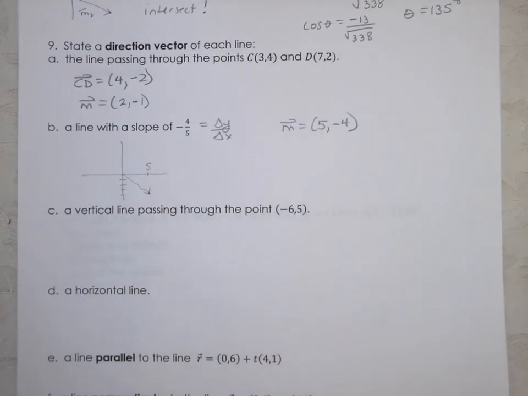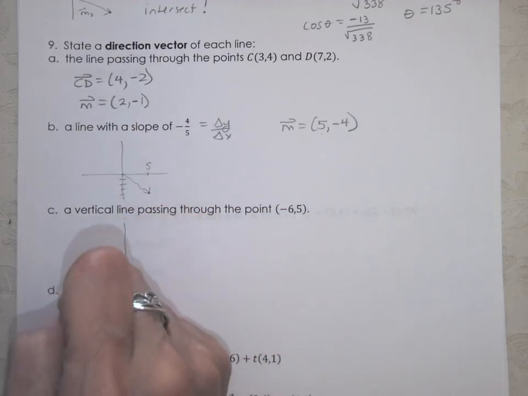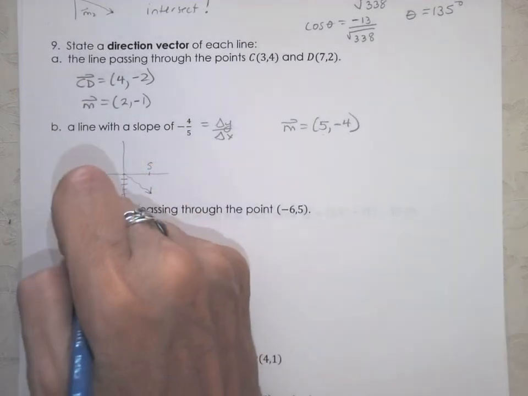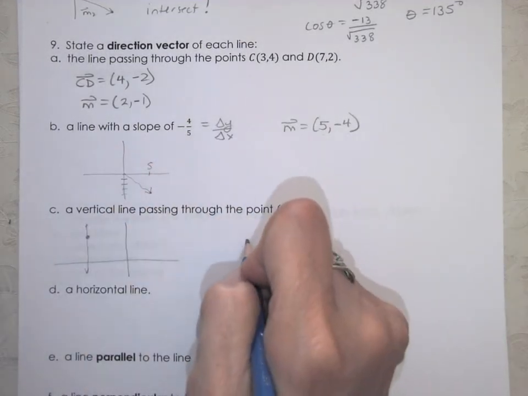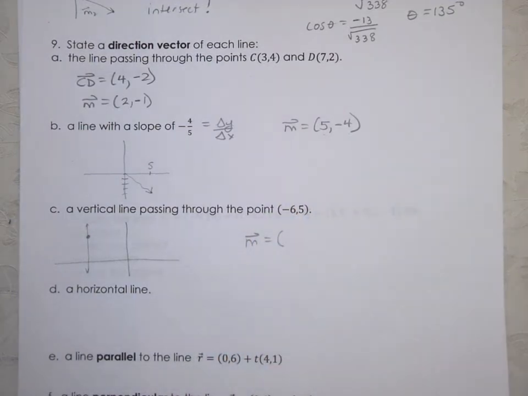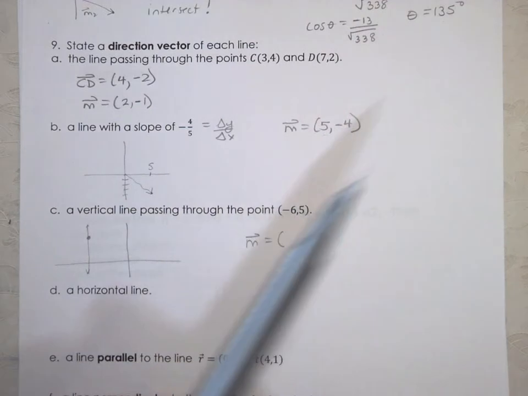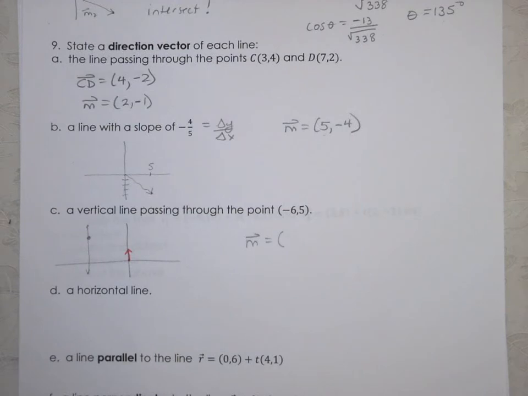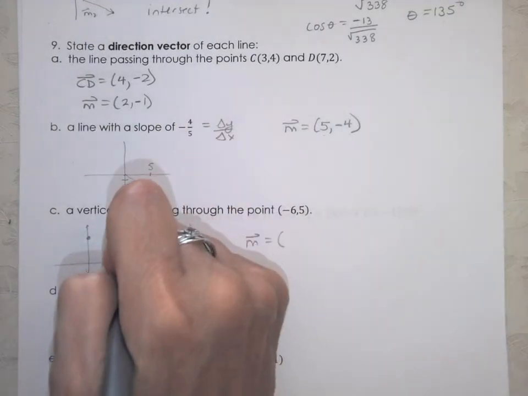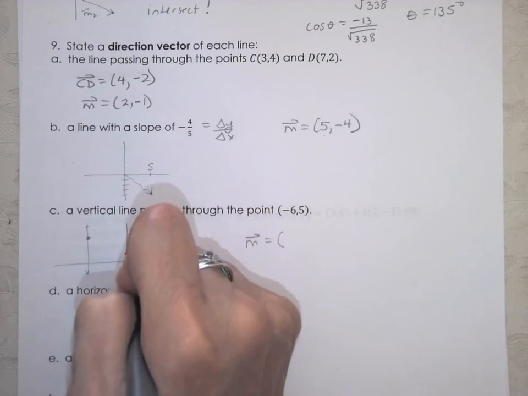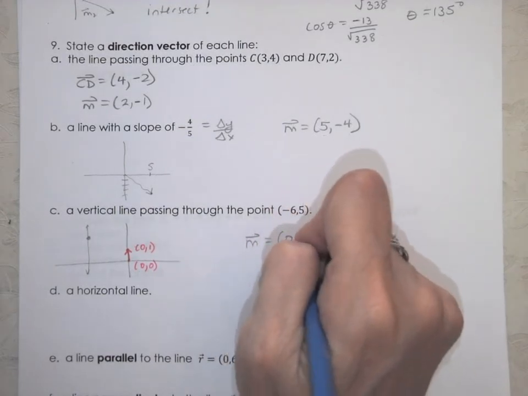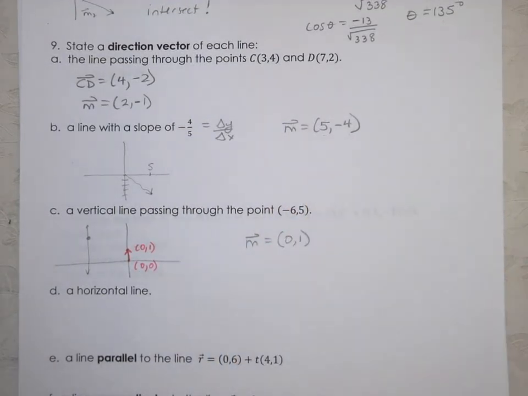A vertical line passing through the point negative 6, 5. So here's our point, negative 6, 5. If it's vertical, what's its direction? So you could think about it being parallel to the vector starting at 0, 0 and going upwards or downwards. So the simplest form would be if this point here was 0, 1. So the vector from 0, 0, the origin, to 0, 1 would just be the vector 0, 1.